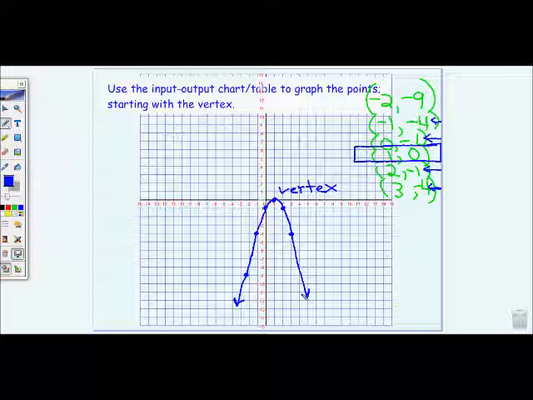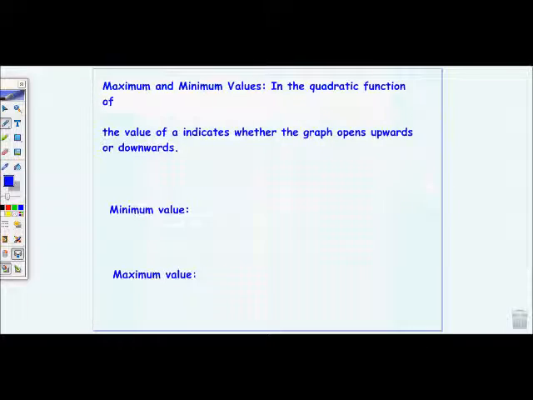Now, a couple things to point out. We were just substituting in some random, easy points like we did with input-output charts, but there's a couple things I want to point out. There's a maximum and minimum value in a quadratic function. The value of A, sorry, this should be your A term, which I believe we were marking in red, so I'll go like this. The value of A indicates whether it's going to open upward or downwards.